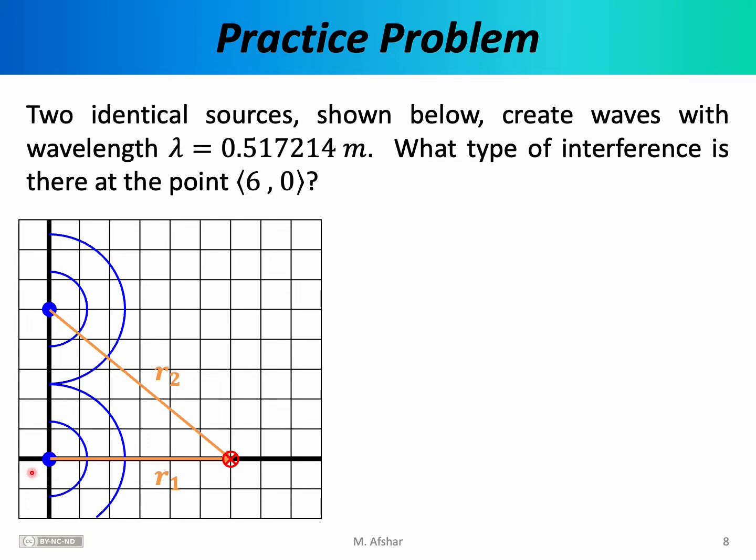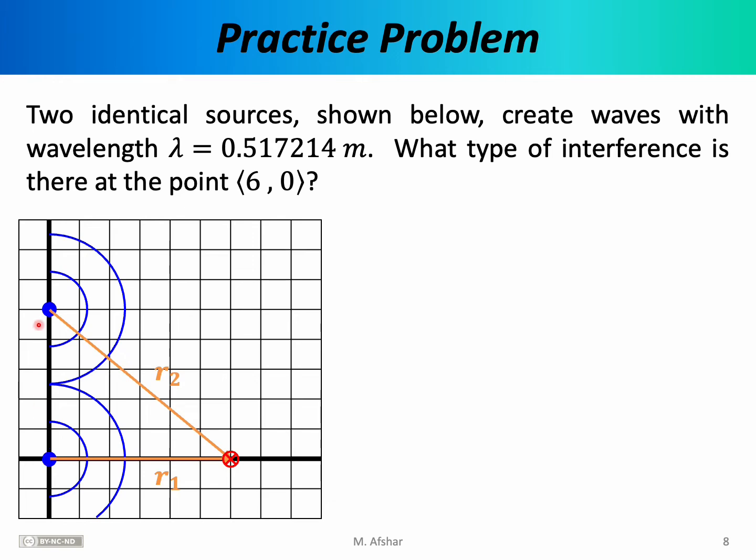So we have two sources. One of them is located here and the other one's located here. Each one is generating its own waves. The two waves are located at different distances from some point of interest. In this particular problem, the point of interest is 6, 0. So if these are water waves, we want to know exactly what happens at this point when these waves arrive at this location. These could also be sound waves.